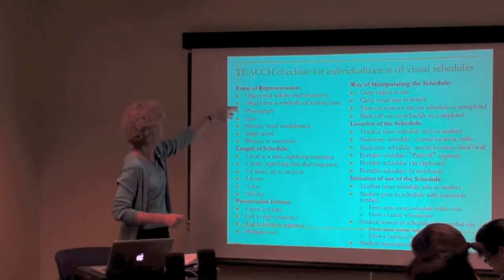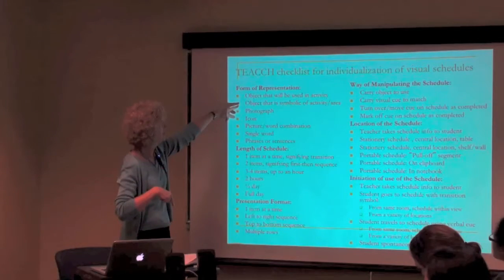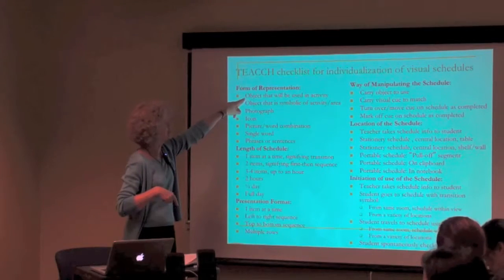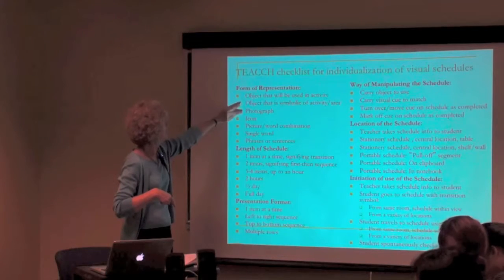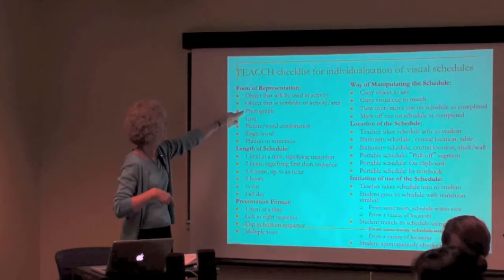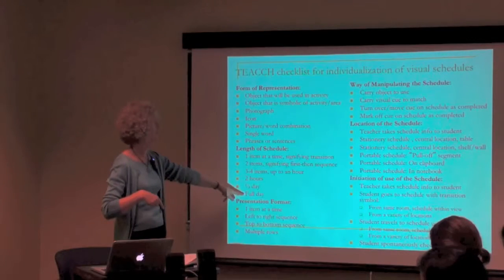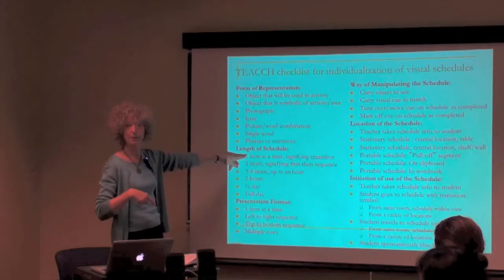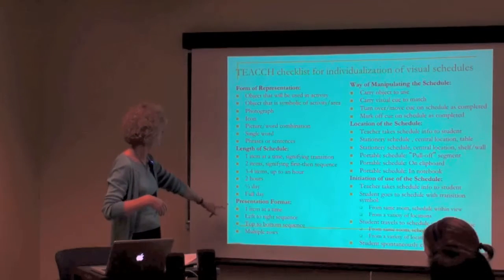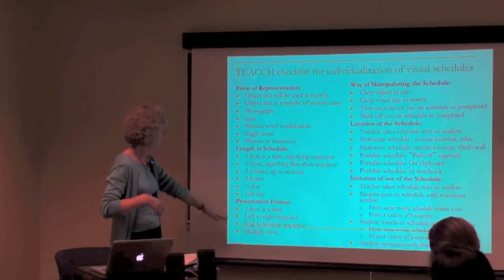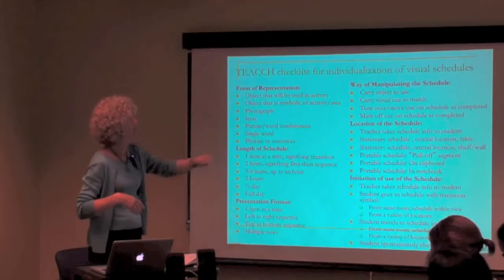So we've already talked a little bit about the form of representation. Toby used both objects that could be used in the activities and objects that were symbolic. And then they were adding a photograph to the object. The length of the schedule: is it going to go the full day, or is it just going to be one item at a time, which is the way you'd start? That'd be the simplest. Presentation format, again: one item, left to right, top to bottom, multiple rows.